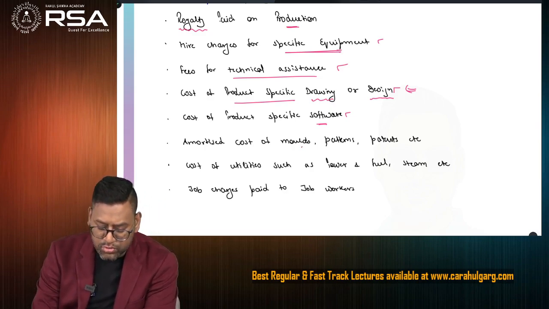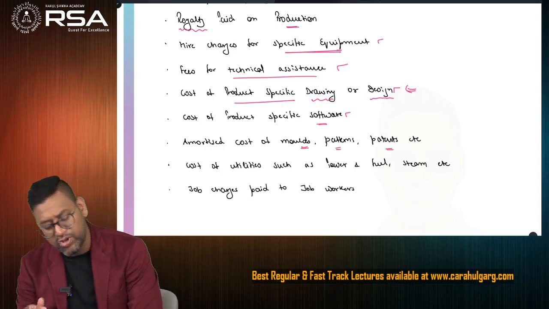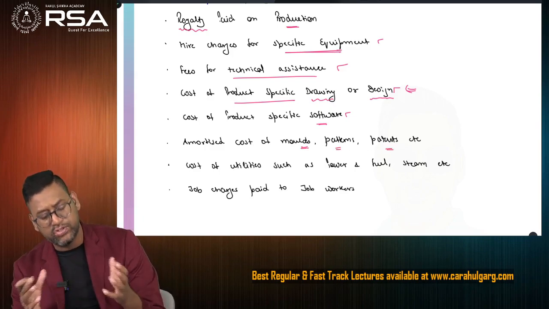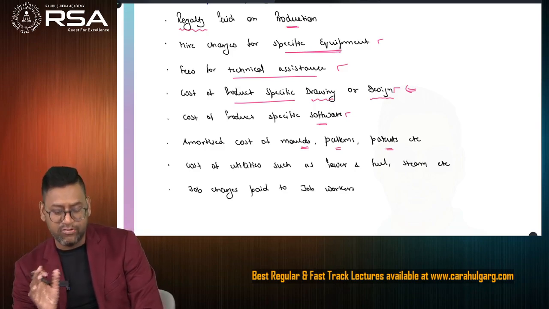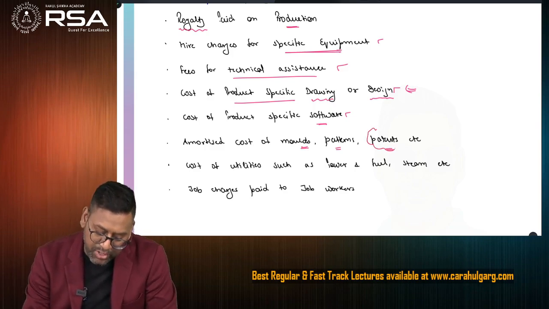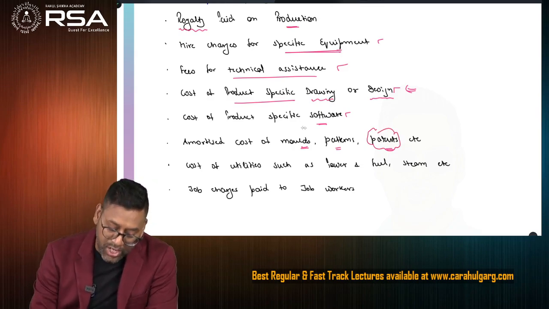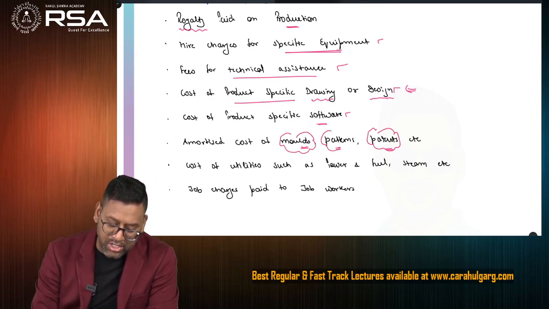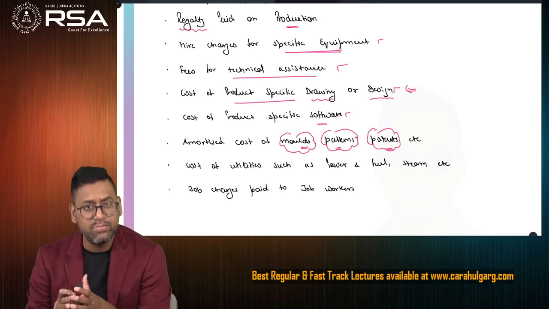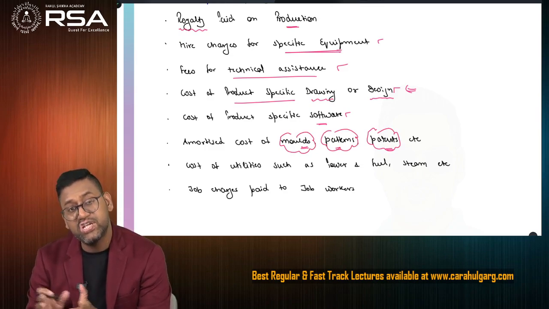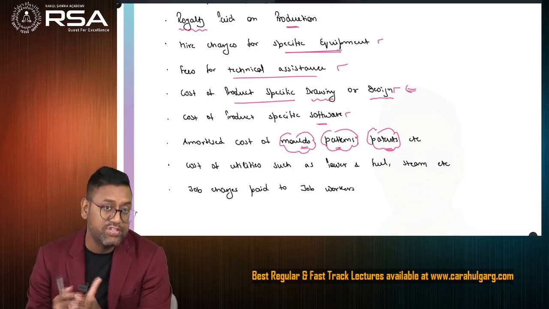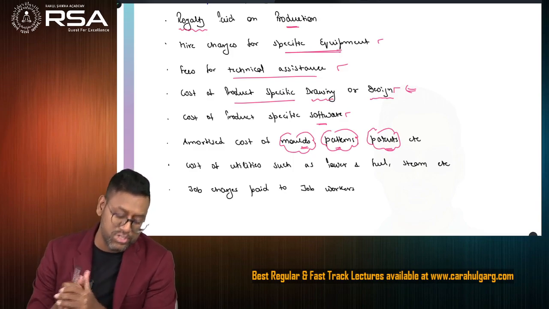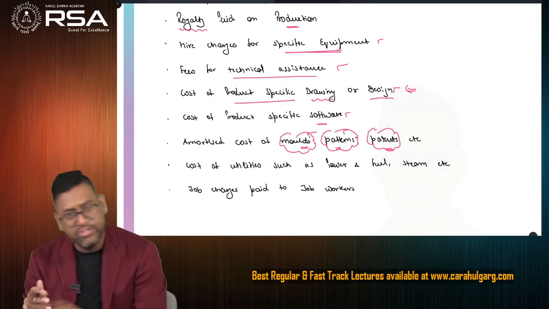Then amortized cost of molds, patterns, patents, etc. The various kinds of things which are used in the manufacturing, and these have a definite life. For example, I have taken a patent for one of my processes, or I am using certain molds, certain patterns. For example, there is a tire. Now, the tire for each and every vehicle is different. For each and every car, the tire is going to be different. How is it made sure that the tire takes a particular shape? So there are molds and patterns which take the exact shape.